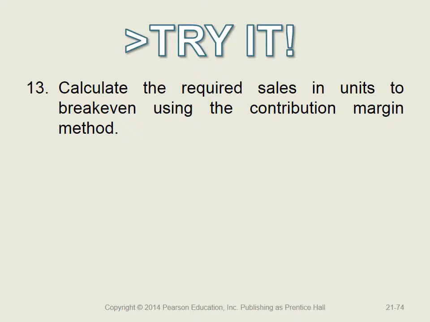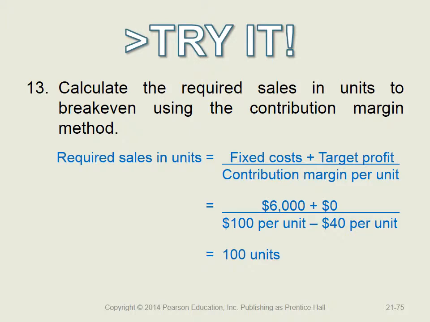Number 13, calculate the required sales in units to break even using the contribution margin method. So, required sales in units equals fixed cost plus target profit divided by contribution margin per unit. That leaves us with $6,000 plus 0, which is the target profit, divided by $60 per unit. And that finishes out with 100 units.